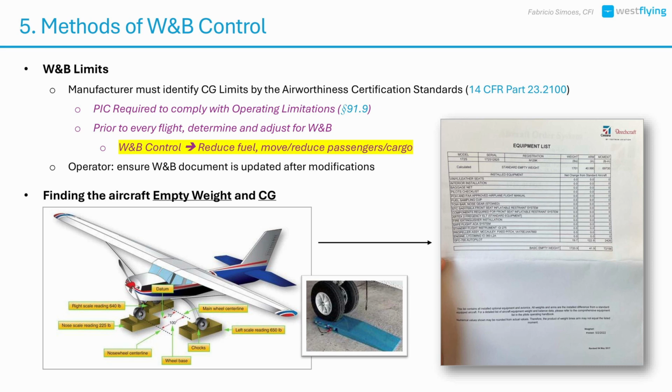Operators also have the responsibility to update the weight and balance documents after any aircraft modifications, whether it's a new paint job, new equipment, or anything that affects weight or balance. The picture on the right is an example of a weight and balance document provided by the manufacturer in a new aircraft, stating the basic empty weight of the airplane, its CG and moment.